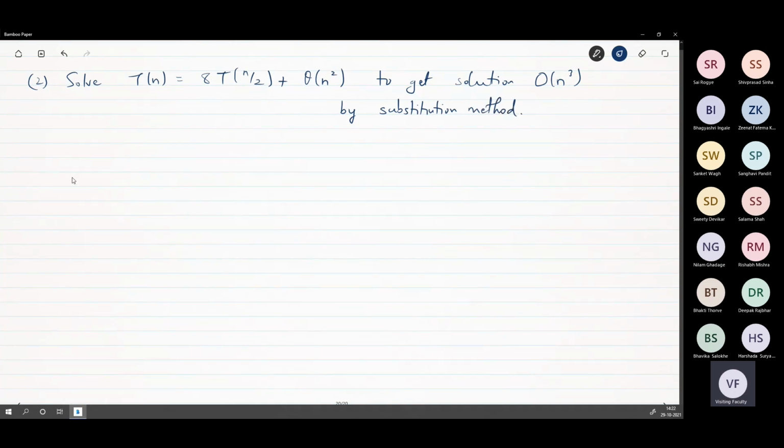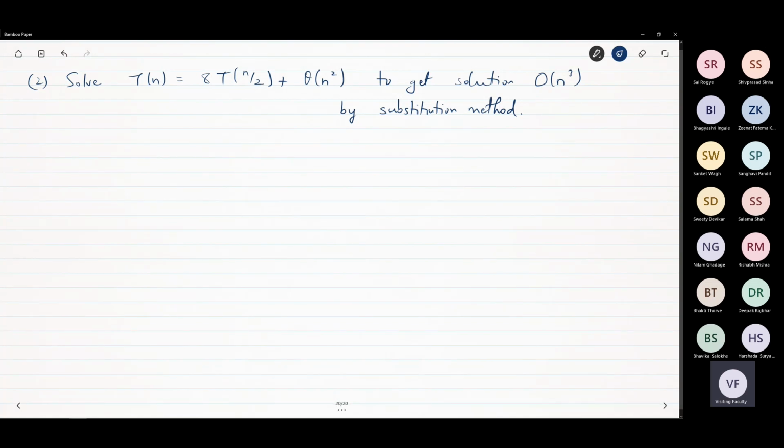Is that okay? Now here's the thing. Your recursion tree method and your master method will always work. Substitution method need not always work. So remember that. If you find a problem, don't just go and try to solve it using substitution method. Substitution method comes only when you are given the answer and asked to show this. Okay. So let us see if we can solve this by substitution method or not. So prove by induction on n.